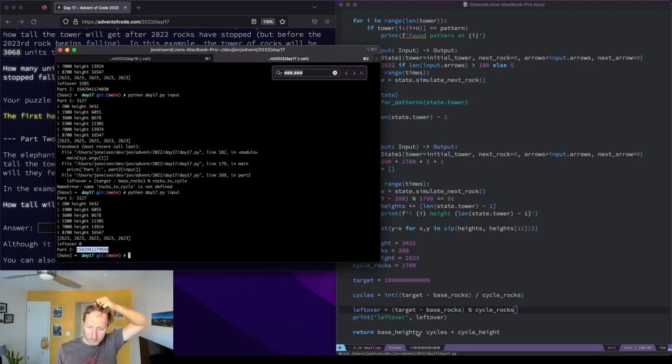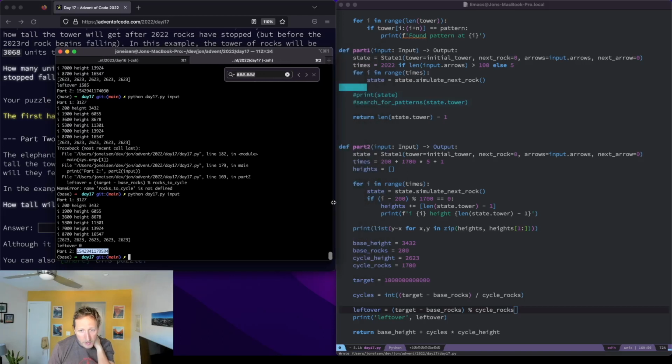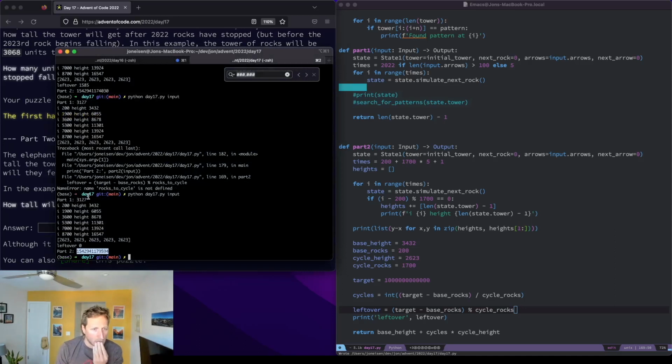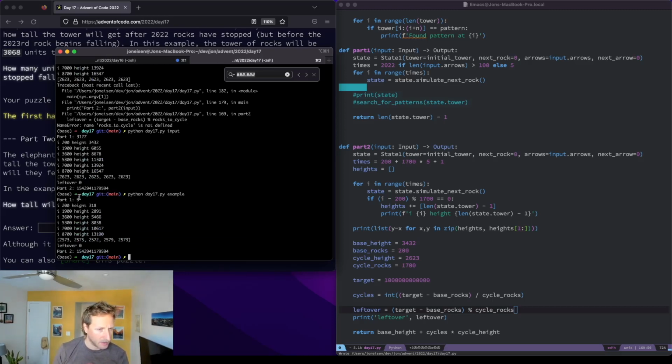So we take a base height plus the number of cycles to reach the target times the cycle height. So 3432 at 200 rocks, and then every 1700 rocks it increments by 2623. Does it do the same thing for the example? Can we test it? It doesn't do the same thing for the example, not at the same cycle length.